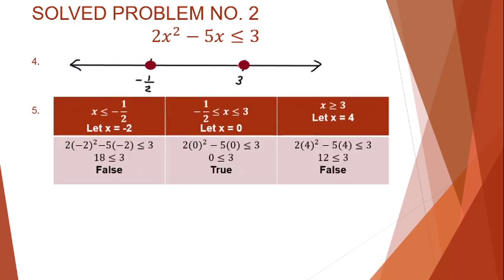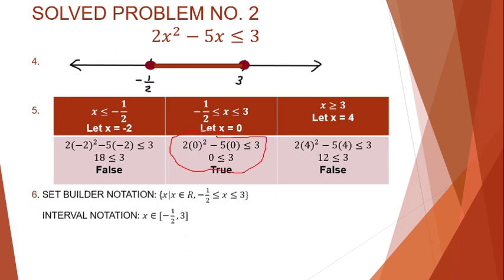So ngayon, ito yung test value, so alin dito ang nag-true? So, 18 is less than, so that is false. Kapag ginawa nyo itong negative, pwede pa na mag-true. Ito rin false. Kasi that's supposed to be that 12 is greater than 3. Ito naman, 0 is less than 3. Tama lang. So, this is your graph. Ayan. Siyempre, ito lang yung nag-true eh. Yung gitna. Kaya ganun po yung graph.